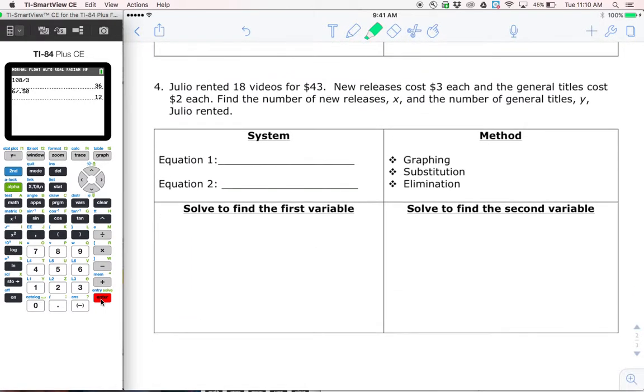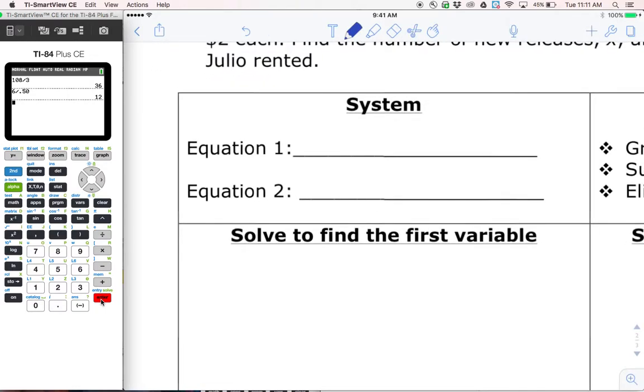Julio rented 18 videos for $43. New releases cost $3 each and the general titles cost $2 each. Find the number of new releases X and the number of general titles Y Julio rented. This is set up just like the last one, right? We've got money, so I'm going to write my two equations.